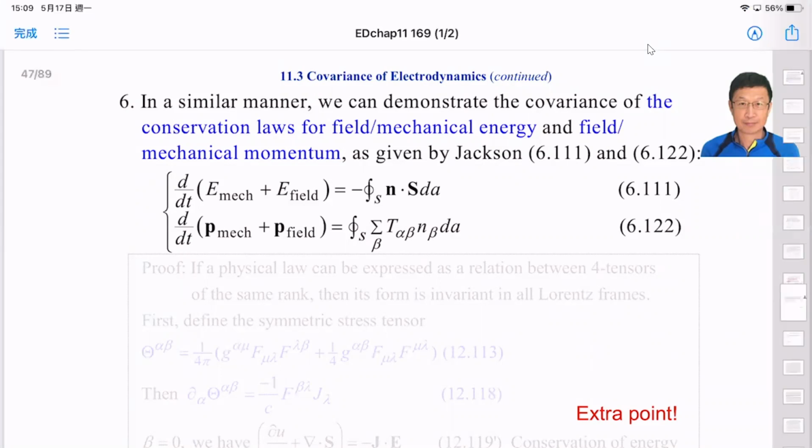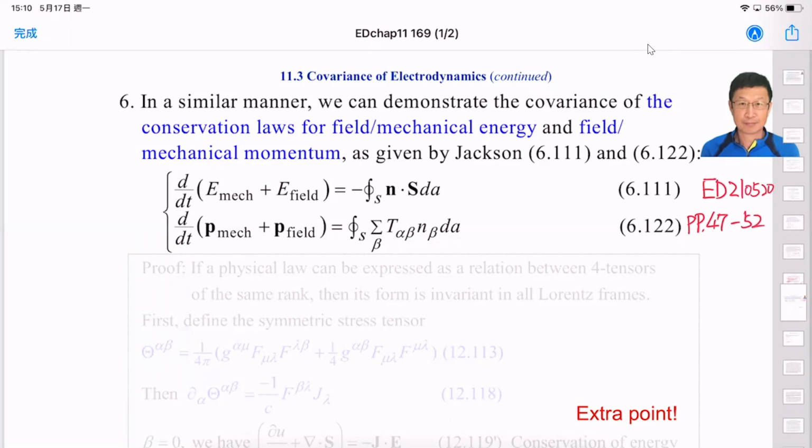Today, this is Electrodynamics 21.520. Today, we will cover the second part of section 3, covariance of electrodynamics, from page 47 to 52. Not too much.